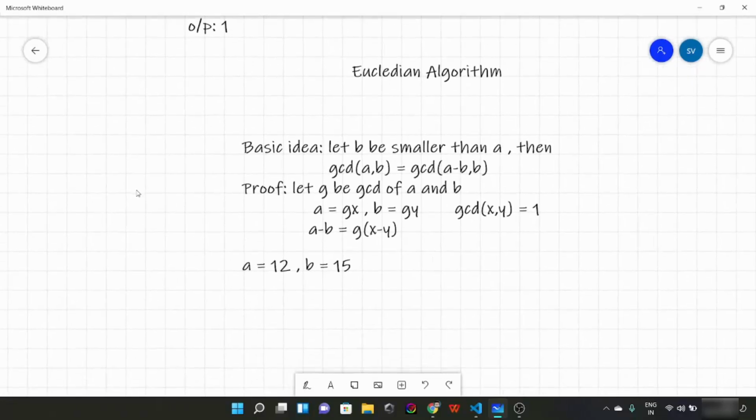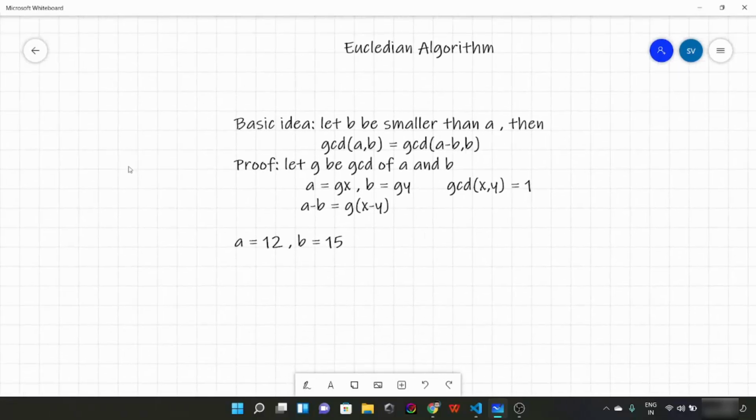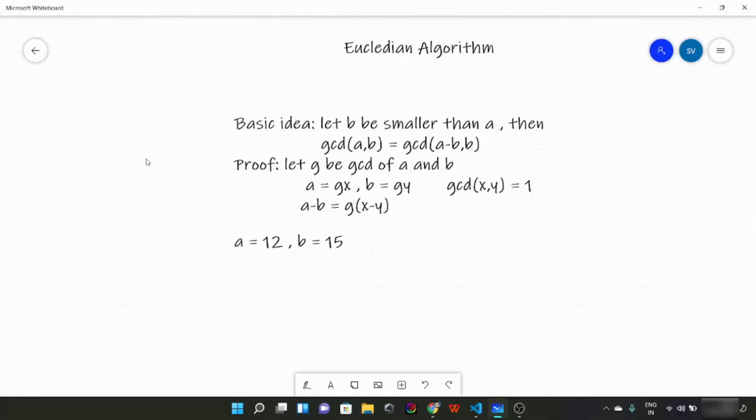Now the question arises, how do we compute this through programming? So let's talk about the algorithm which we use. The algorithm which we use here is the Euclidean algorithm. The basic idea of this algorithm is, suppose we have two numbers A and B, and B is smaller than A. Then we can say that, GCD being short form of greatest common divisor, GCD of A and B is going to be equal to GCD of A minus B and B.